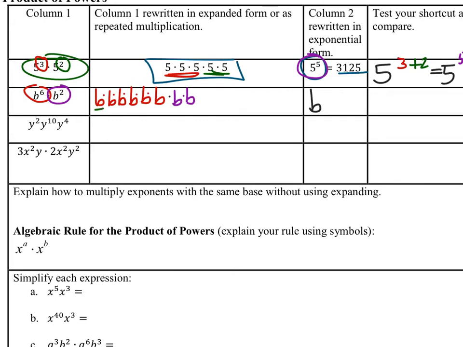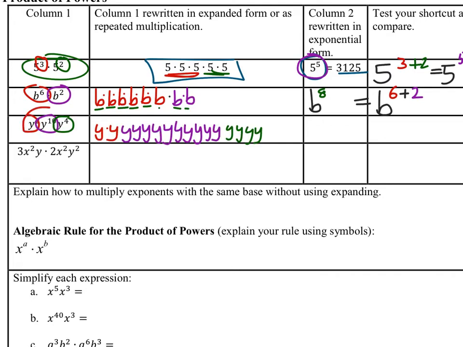Well, I can count them, right? 1, 2, 3, 4, 5, 6, 7, 8. So I got b to the power of 8, but how did I do that using the rule? Well, I had a base b, right? And again, we had the 6 power, and then we added the power of 2, which gave us b to the power of 8. Alright, so you guys try this next one then.